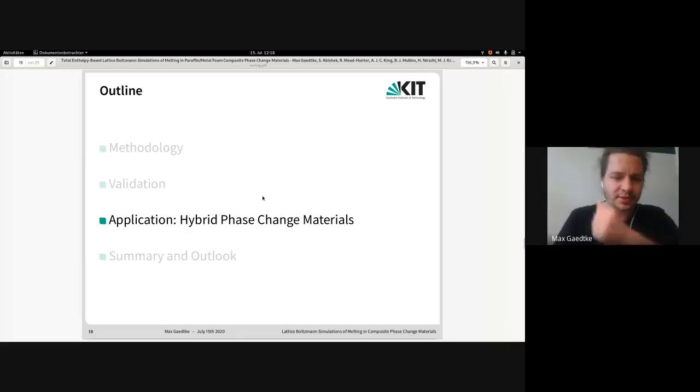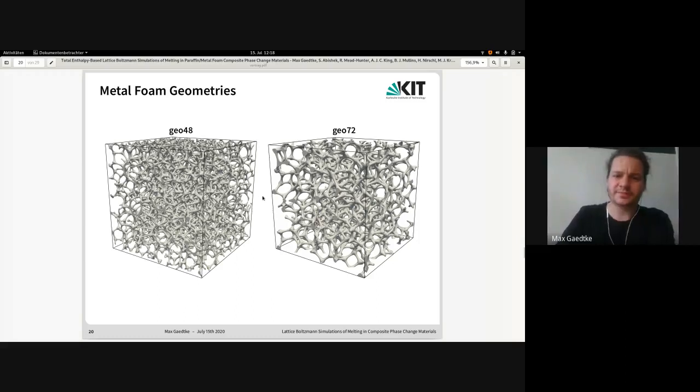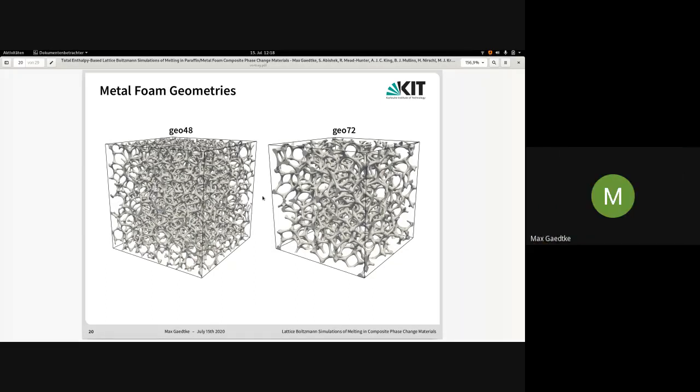So let's come to these hybrid phase-changing materials for the last minutes. And these are two geometries we used. They are algorithmically produced, and with this algorithm, we can tune all parameters that are tunable in the production of these foams. So we can tune the porosity, the surface area, the strut diameter, the pore distribution.